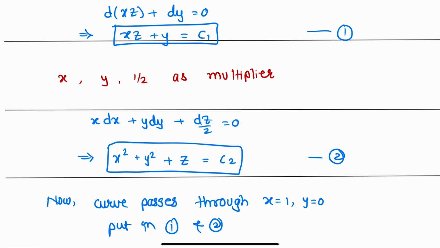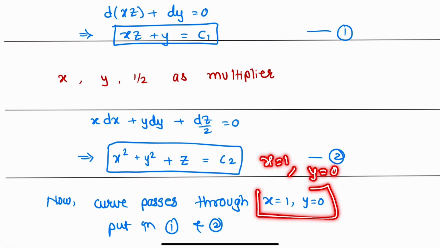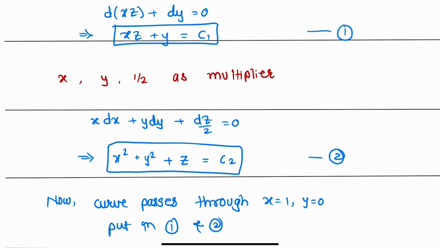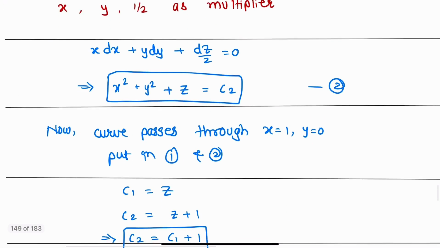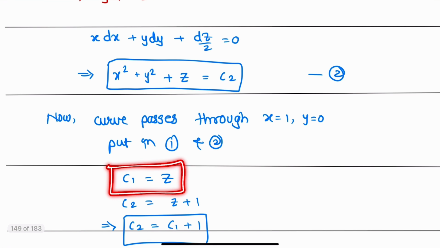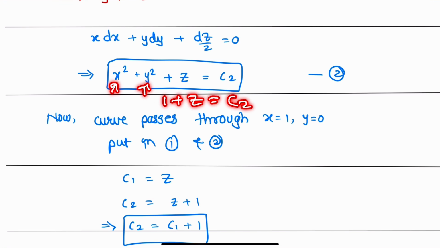Now we have equation 1 and equation 2. Now what we are told is that this particular curve passes through x equal to 1 and y equal to 0. Okay, this one. If we put x equal to 1 here and y equal to 0 here, this term gets cancelled out. We are left with z equals c1. Once we put x equal to 1 here, y equal to 0 here, we are left with 1 plus z equals c2. This is what we have here.